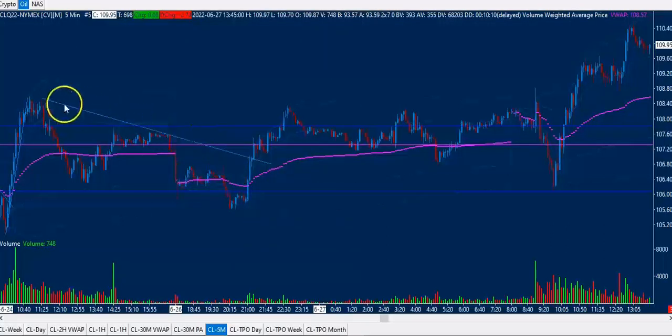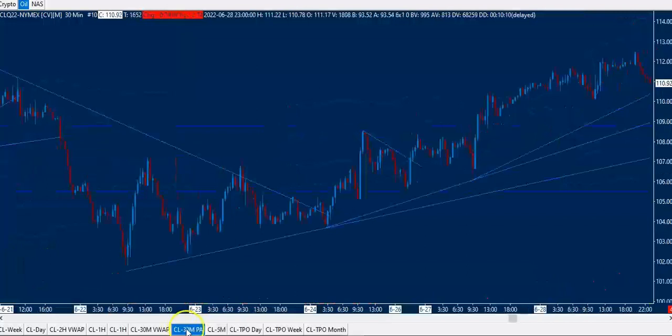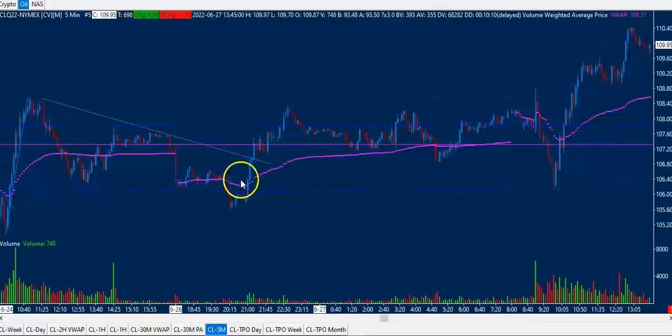Back to the upside, we break the largest counter trend line. This is a trend line that's on the 30-minute chart as well, right? So we see that here. All right, and then price continues to move higher.